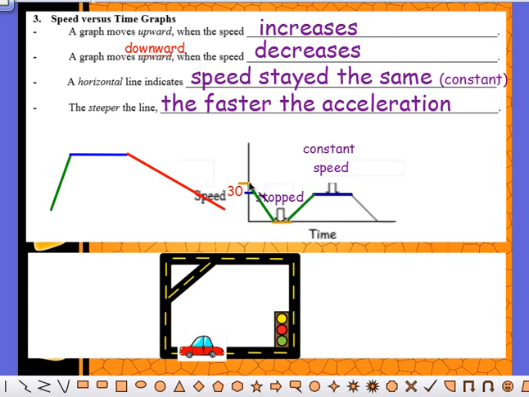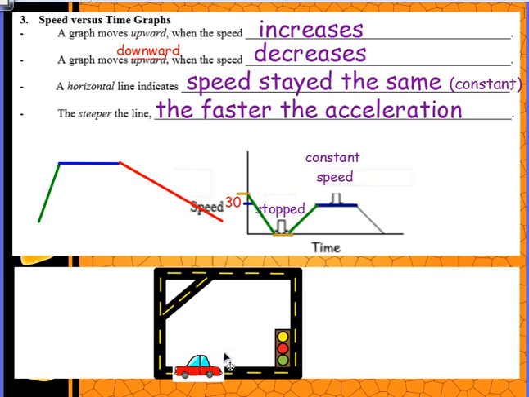So it kind of looks like it has the same steepness a little bit as the first one. So let's say he starts traveling again, okay? But now this time he only gets to a speed of 30 miles per hour, which would be right here.